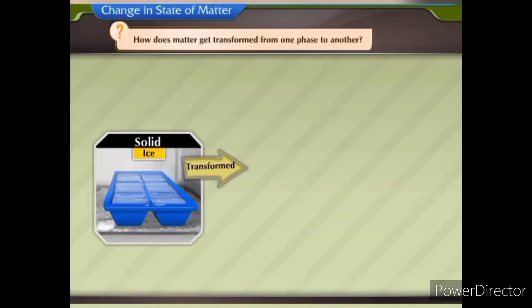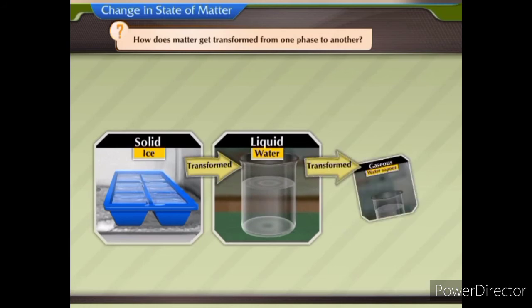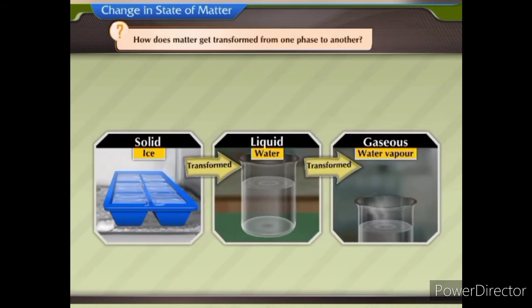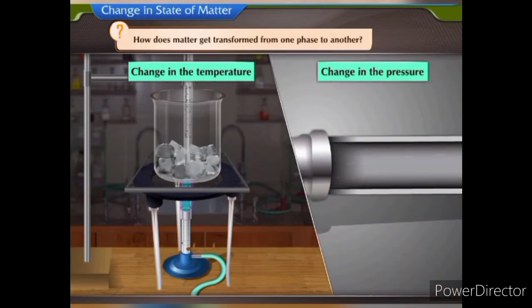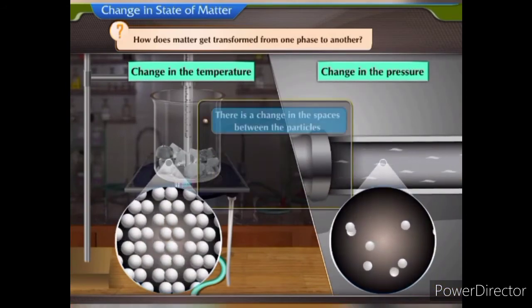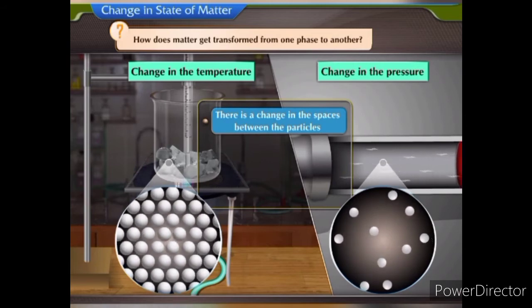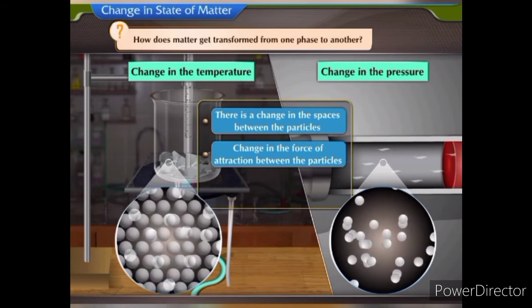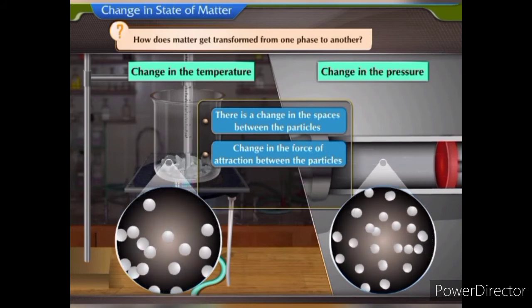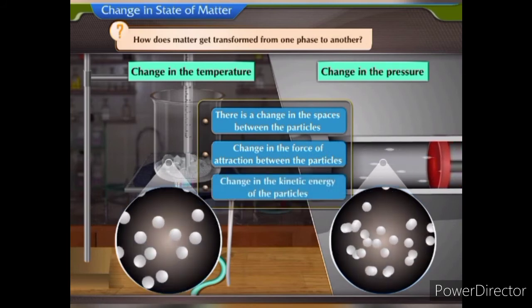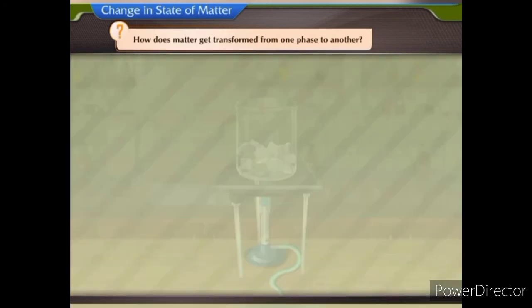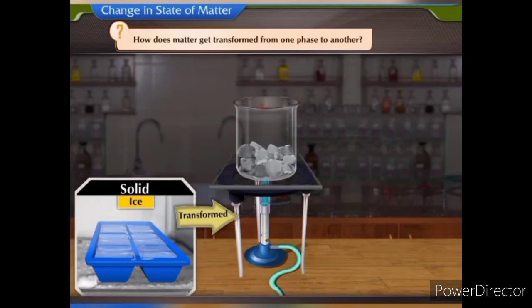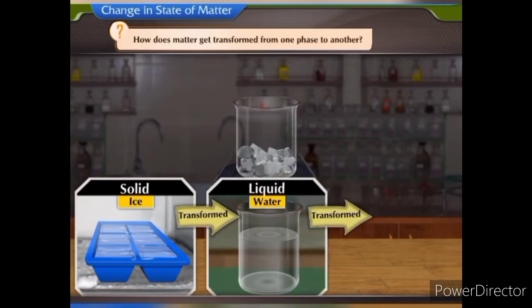How does matter get transformed from one phase to another? If we bring about a change in the temperature or pressure, there is a change in the spaces between the particles, a change in the force of attraction between the particles, and a change in the kinetic energy of the particles. Thus, matter is transformed from one phase to another.